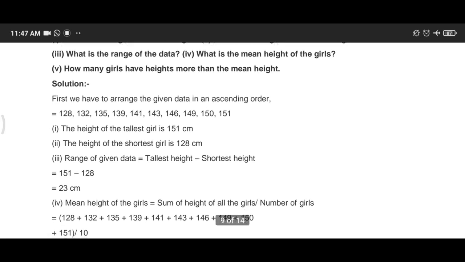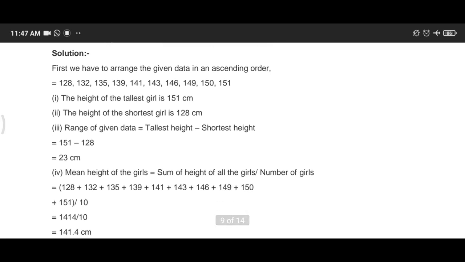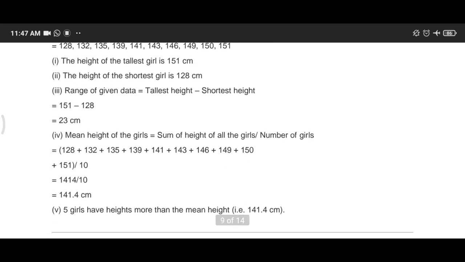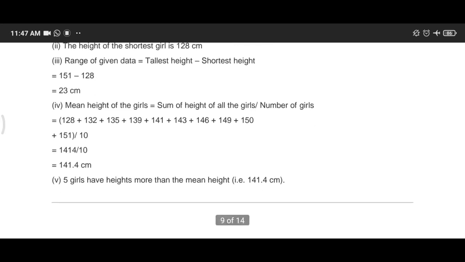And what is the mean height of the girls? So we will add all the heights and then divide by 10. So we will get 1414 divided by 10. So 141.4 centimeters is the mean height of the girls.